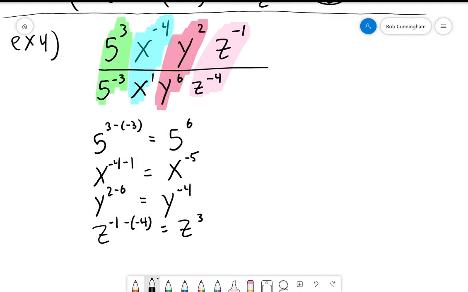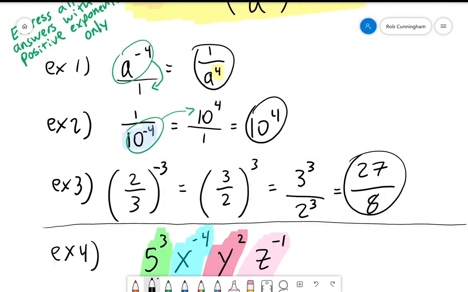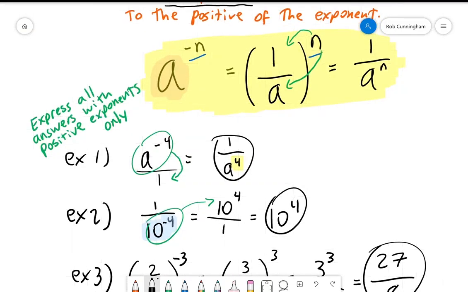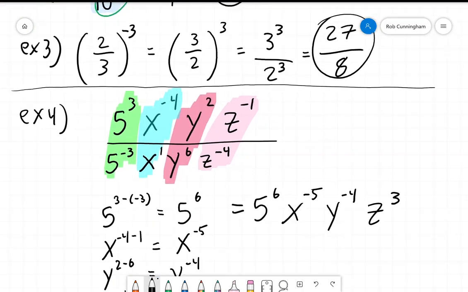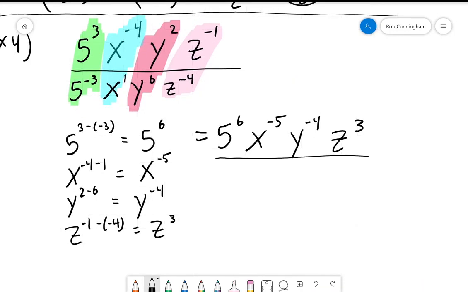So now that we've gotten each little subproblem dealt with, we've got 5 to the 6th, x to the negative 5th, y to the negative 4th, z to the 3rd is our answer. But the problem does specify that we want positive exponents only. So, keeping in mind that this is all over 1, everything is always over 1, we're going to take our negative exponents and move them on down.